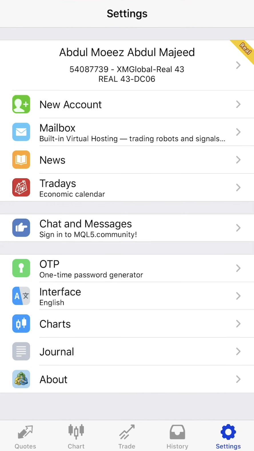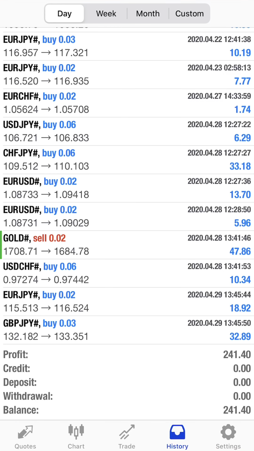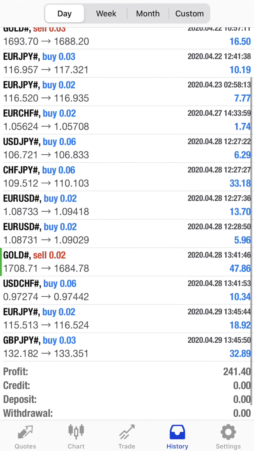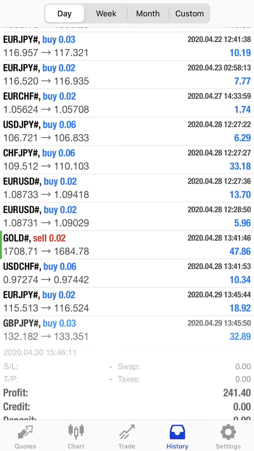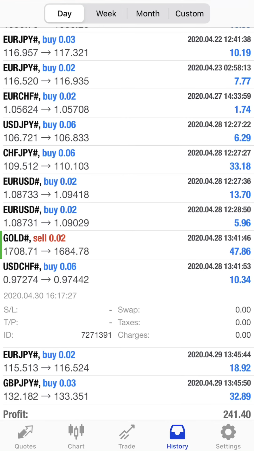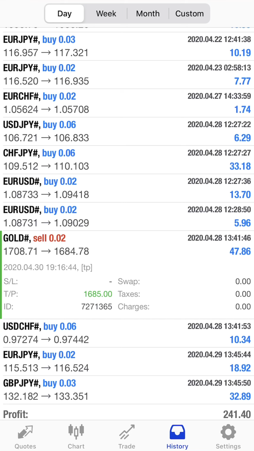As you can see guys, this is the real money account. On this account, we made about $241 profit today. The key thing in that profit is the lot size: 0.03, 0.02, 0.06, 0.02. And what's the big thing about this lot size, gold lot size, is 0.02, and we make about $48 on 0.02 lot size, and we go about 250 pips on that single trade.